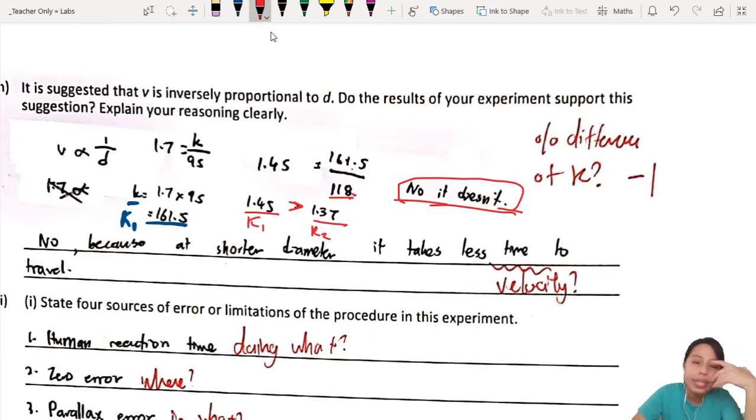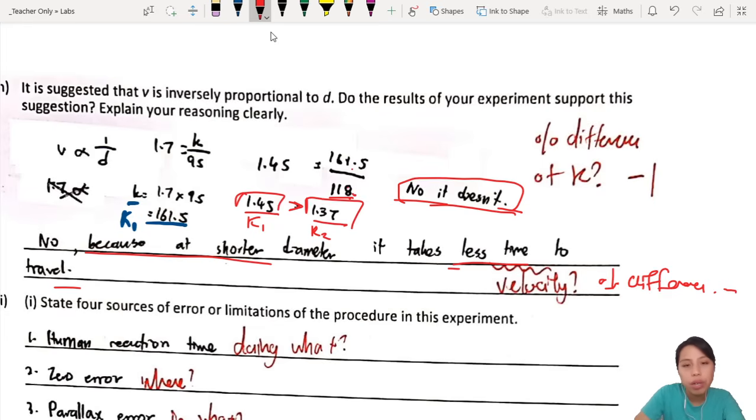This K1 is greater than K2, therefore it doesn't support. You need to explain why. That's where the percentage difference comes in. So I want you to talk about percentage. This one is not very specific. You want to talk about velocity, percentage difference and things like that. The reason you lose the mark is, yes, K1 is bigger than K2, but is the difference because of uncertainty, or are they really, really different? That's where the percentage has to come into play.